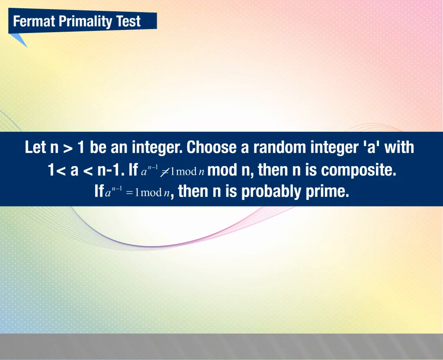Let n greater than 1 be an integer. Choose a random integer a with 1 less than a less than n minus 1. If a^(n-1) is not equal to 1 mod n, then n is composite. If a^(n-1) is equal to 1 mod n, then n is probably prime.